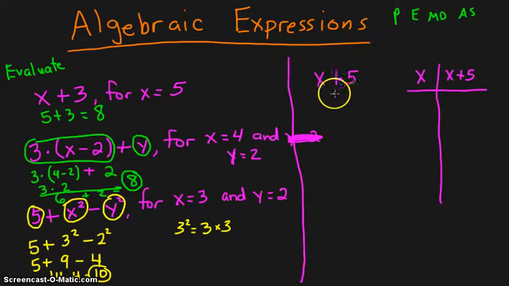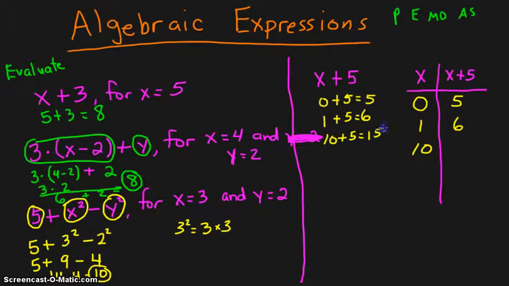You might also see it like this, where you're given x plus 5, but you're not told what value to put in. A lot of times you'll make a table. You'll say, okay, whatever I put in for x, what is x plus 5 going to be? If I put in 0, that means I'm going to put 0 in for x, and 0 plus 5 is 5. If I plug 1 in for x, I have 1 plus 5 equals 6. If I put 10 in for x, 10 plus 5 equals 15.